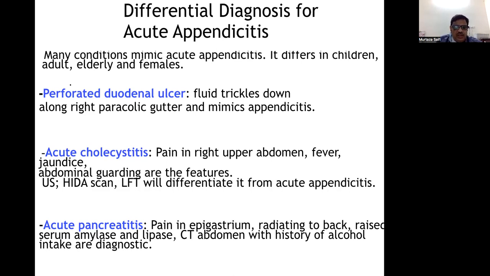Acute pancreatitis can also mimic acute appendicitis. Pain in the epigastrium radiating to the back, raised serum amylase and lipase, and CT abdomen with history of alcohol intake are diagnostic of acute pancreatitis.